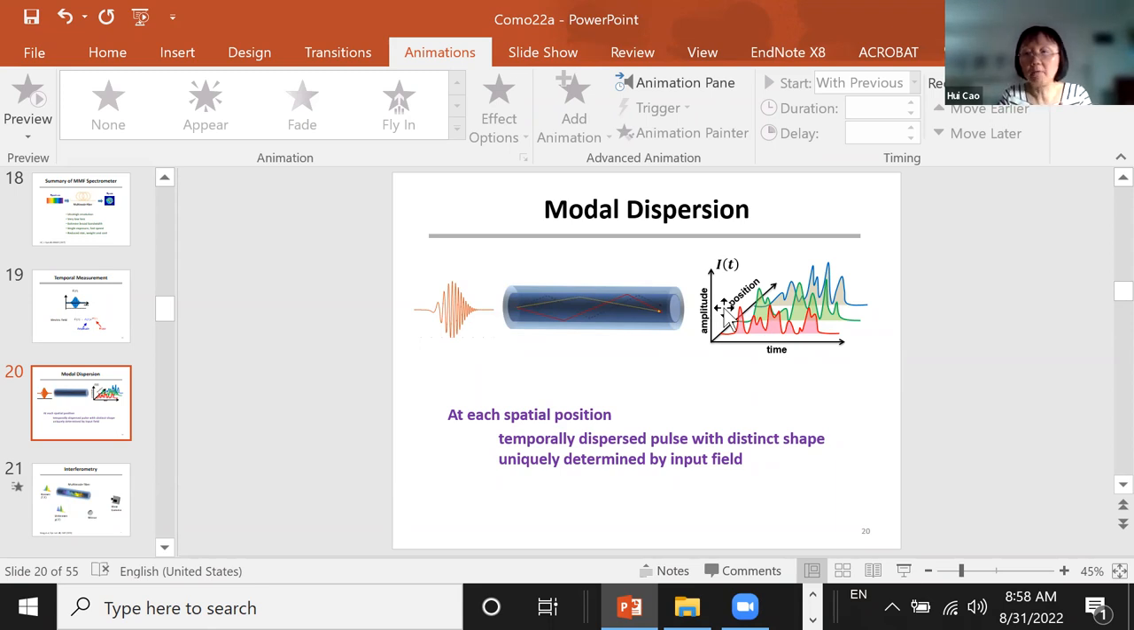The different modes have a different group delay, so they propagate at a different speed. When they come out and interfere, they form a speckle pattern, not only in space but also in time. We call this spatial temporal speckle. At different spatial locations, we have a different temporal speckle pattern, more like a random fluctuation of the intensity. It is actually a deterministic spatial temporal speckle pattern, meaning if we have a fixed fiber and a fixed input pulse, it is random, but it is deterministic. So we can use this to probe different temporal signals.